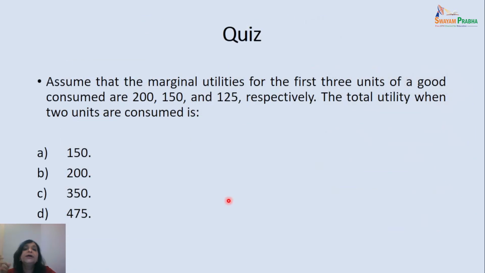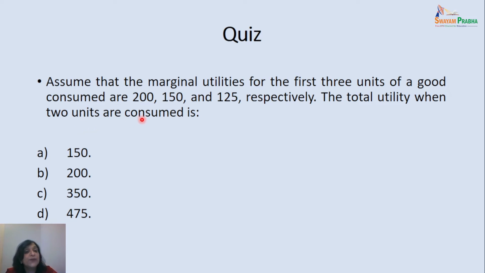Before moving further, let us do this small quiz with respect to total utility and marginal utility. Assume the marginal utility for the first 3 units of a good is 200, 150 and 125 respectively. That is, 3 units, 1, 2, 3, are being consumed. The marginal utility of the first is 200, of the second is 150, of the third is 125. I am asking you, what is the total utility when 2 units are getting consumed?